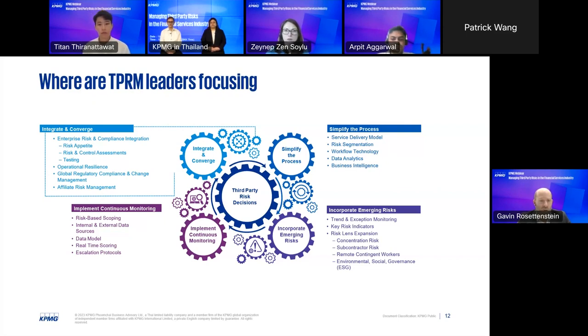On the left there, implementing continuous monitoring. I think I've spoken about that already around the risk-based scoping and the use of internal and external data sources. We're seeing more and more moving towards that and some real-time scoring. The key thing here and the failure points that we've seen is that people have signed up to these databases, have signed up to these data sources, but they don't do anything with it. They believe that now that they've signed up to it, they've got access to information, and fantastic, great. They start getting their emails coming through, they start getting all the data that comes through.